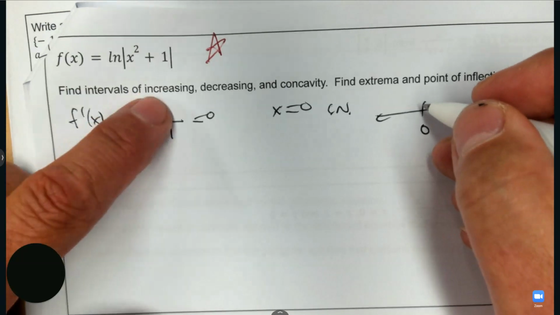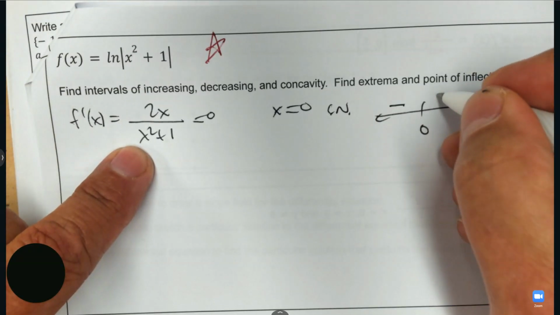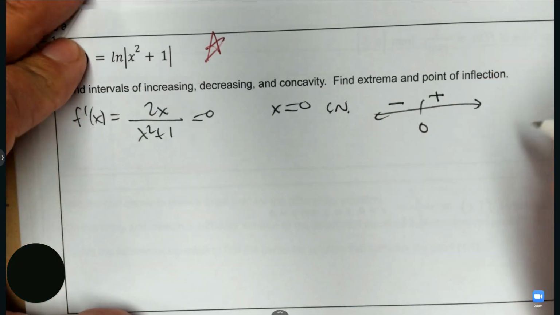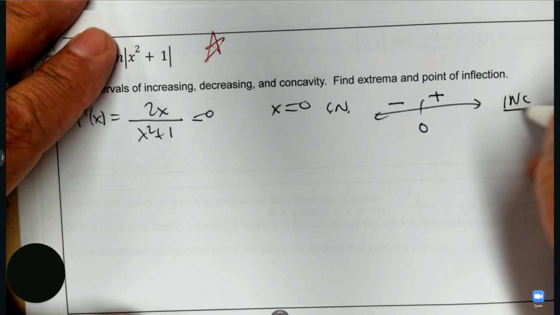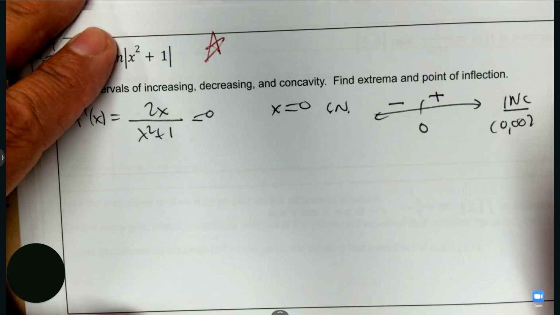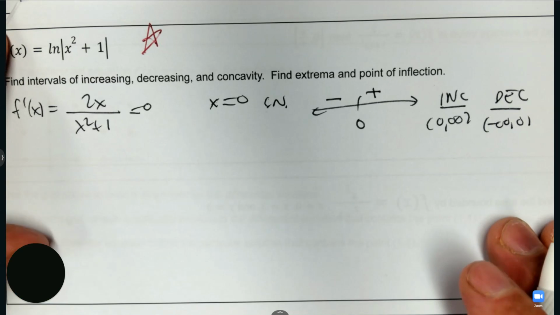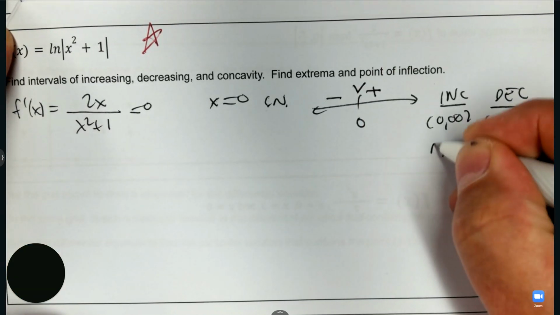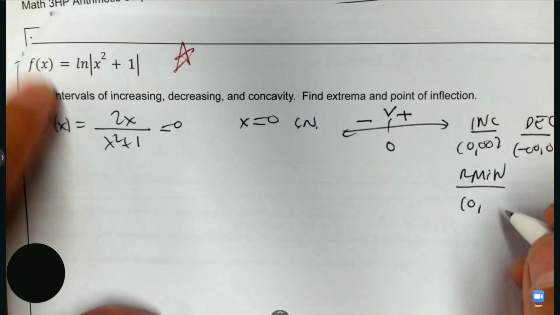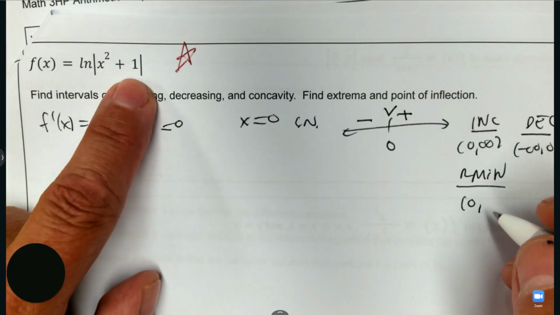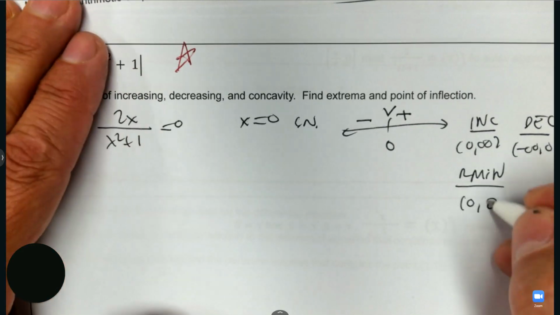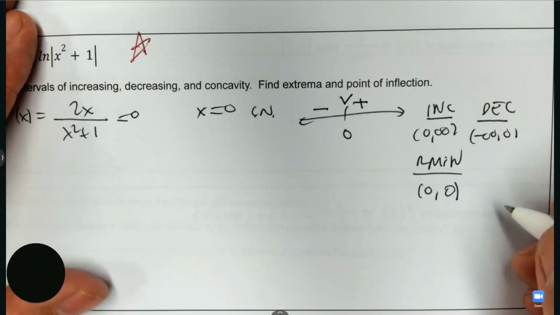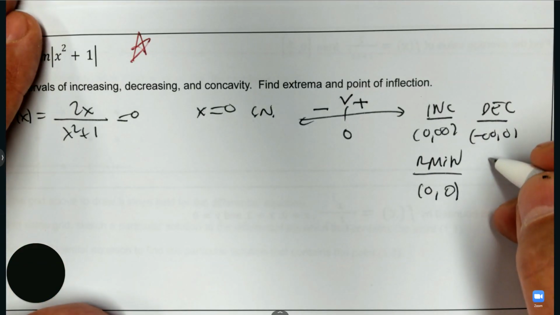And then if I plug in a negative number, or if I plug in a positive number, you can see this is increasing from 0 to infinity and decreasing from negative infinity to 0. This creates a minimum. So we have a relative minimum at 0. And if you plug in 0, 0 plus 1 is 1, so ln 1. So at 0, 0, we have a minimum on the graph, and we have no max.